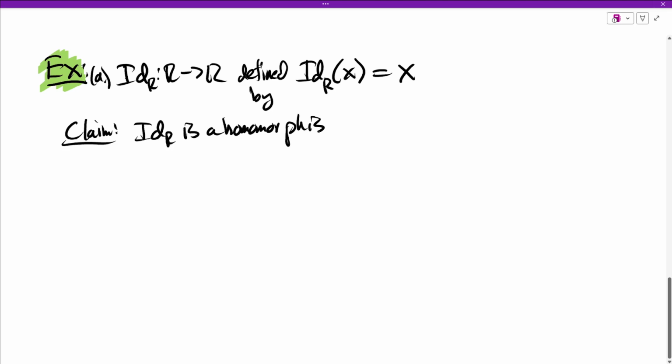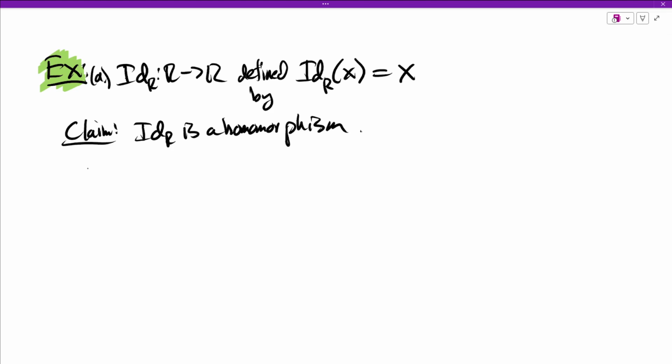Now, morally, what's happening is homomorphisms are the functions that preserve structure. The identity preserves absolutely everything. It is the identity. It's the thing that changes nothing. So if the identity doesn't preserve structure, all is lost. All right, but let's check it.